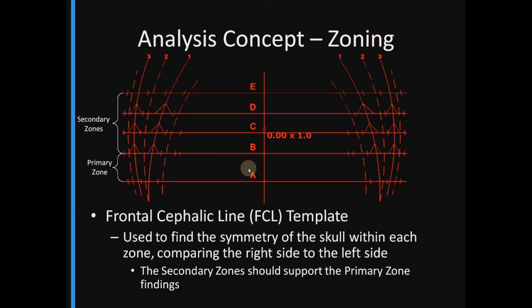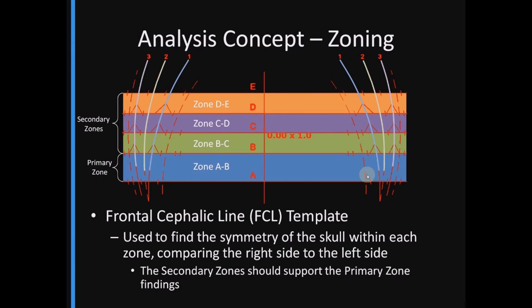We're going to use these zones to find the symmetry of the skull within each zone and compare the right and left sides, looking for consistently aligning one mark on the left side of the template and one mark on the right side of the template to the skull, and then doing that on the B line to align our AB zone. And here you can see the zones that we'll be referencing and the lines that we'll be using.